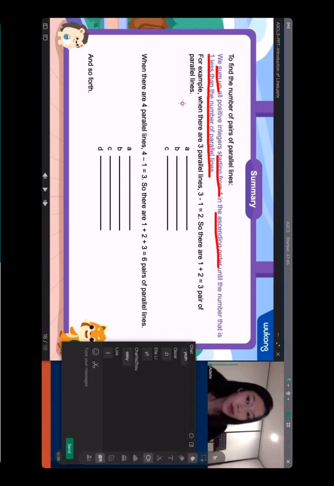Because that will give us the number that we're trying to reach when we add them all up. And when we add them all up, we go in ascending order, so we go up in the numbers, and we start from 1. And we end with the number that we just found by subtracting 1 from the total number of lines. So this is a shortcut that will give us a very quick answer to how many pairs of parallel lines there are in the picture.